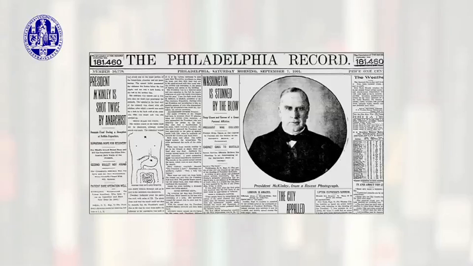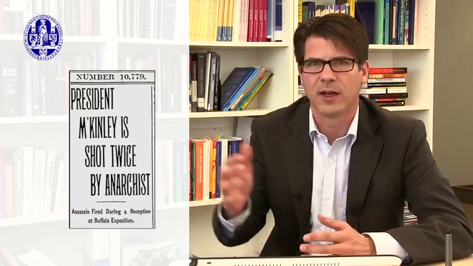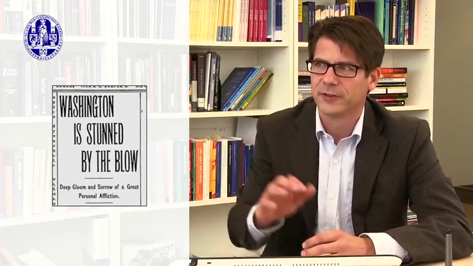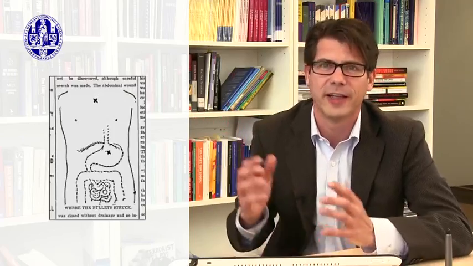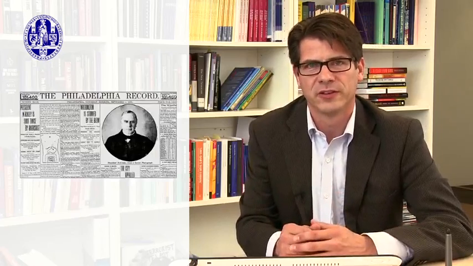Here you have an example of the Philadelphia Record, a journal that doesn't exist anymore, and that refers to this attack by simply stating President McKinley is shot twice by anarchists. By the way, at that time he was still alive, he died only a few days later. And it also reads, Washington is stunned by the blow. In addition to that, it gives very interesting information. You see an infograph of that age showing where he was hit. But if you read the whole page, you will not find the word terrorist. So different times, different words to describe events which I think today, the killing of the US president, we would definitely call a terrorist attack.